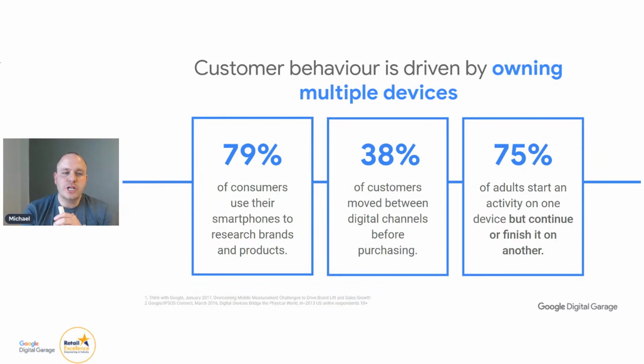38% of customers moved between digital channels before purchasing. So they might have seen something on a blog, they might have seen something on a Google ad, they might have seen something on display, or they might have seen something actually on social media. Yeah. 60% of consumers say that mobile ads were actually influential in their purchase. What do you think of that?